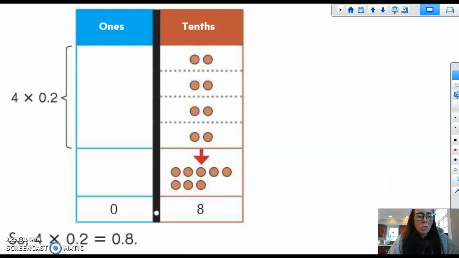You can also imagine this and picture it as a place value chart with your tenths chips. So you'll see right here, I have 4 sets, 1, 2, 3, 4 of 2/10. So when I combine all of those together in this section right here, I have 8/10, which would get us the same exact answer of 8/10.